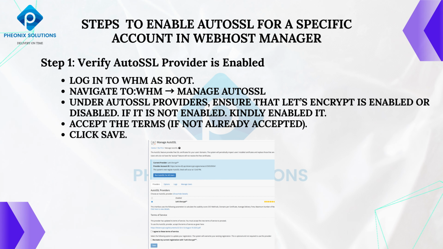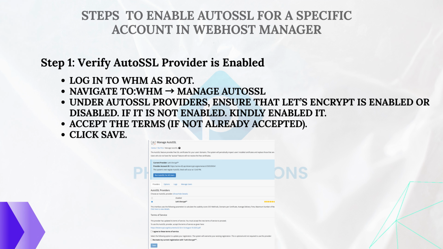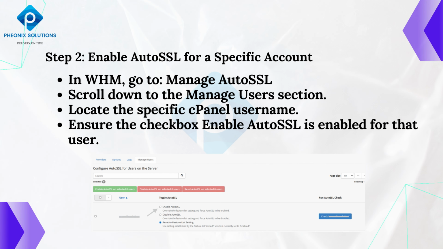Steps to enable Auto SSL for a specific account in Web Host Manager. Step 1. Verify Auto SSL provider is enabled. Log in to Web Host Manager as root. Navigate to Web Host Manager, right-pointing arrow, Manage Auto SSL. Under Auto SSL providers, ensure that Let's Encrypt is enabled or disabled. If it is not enabled, kindly enable it. Accept the terms, if not already accepted. Click Save.